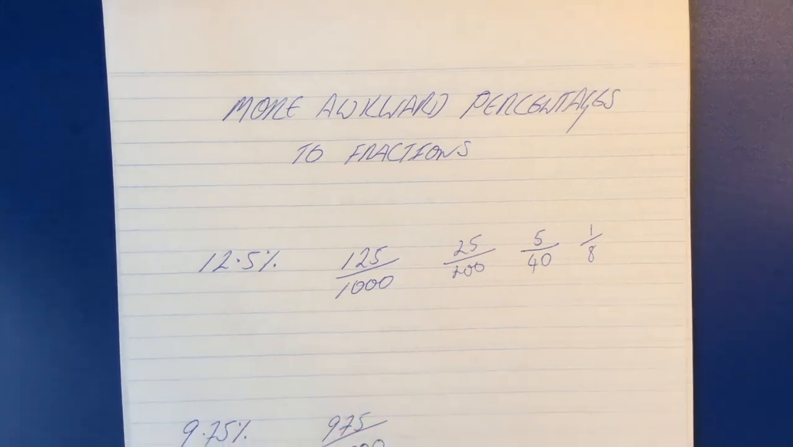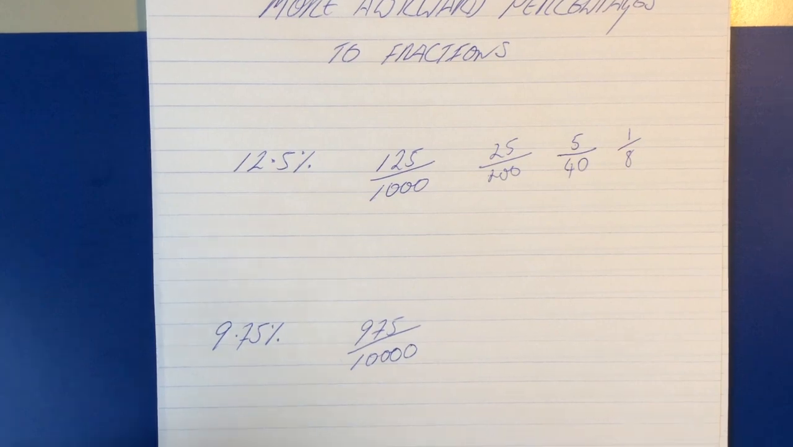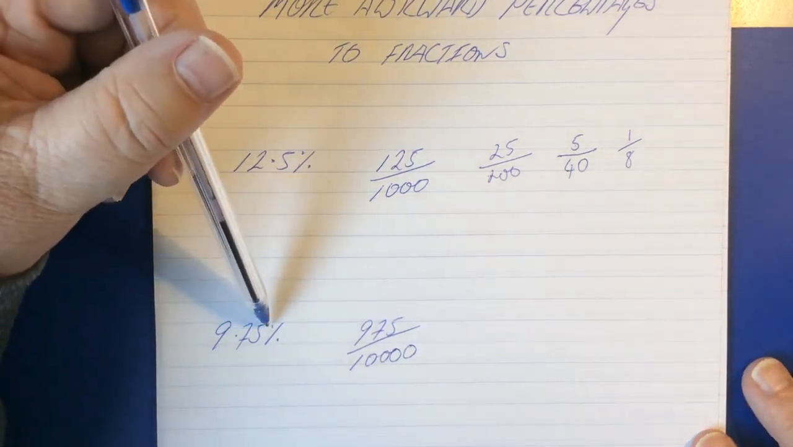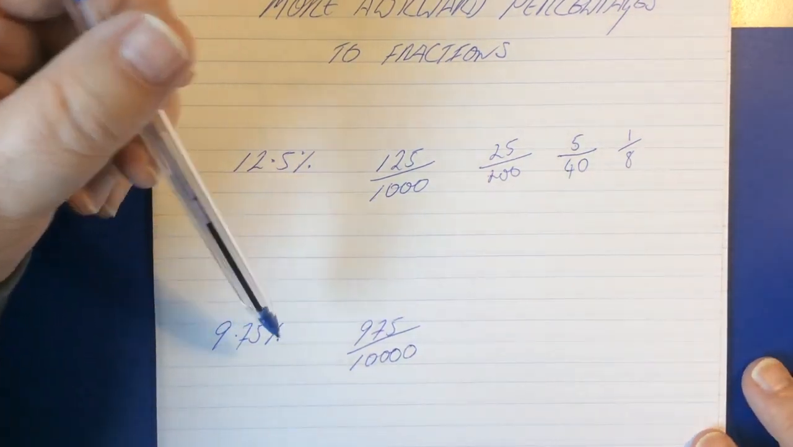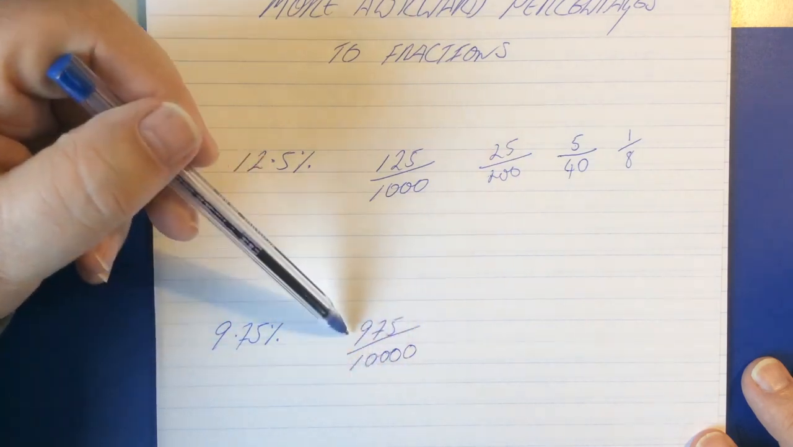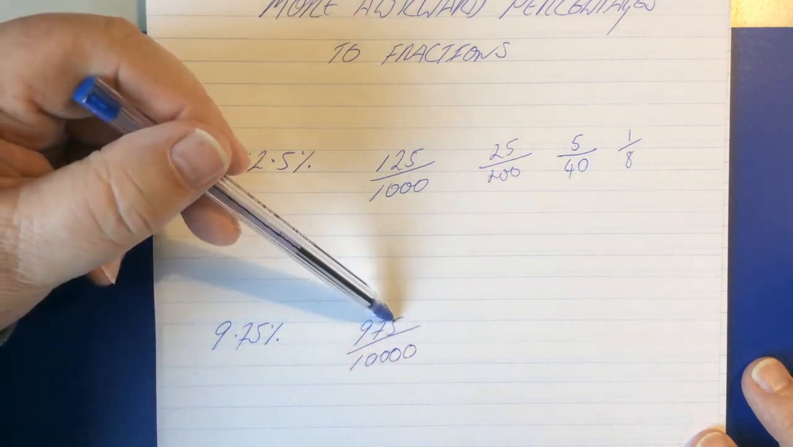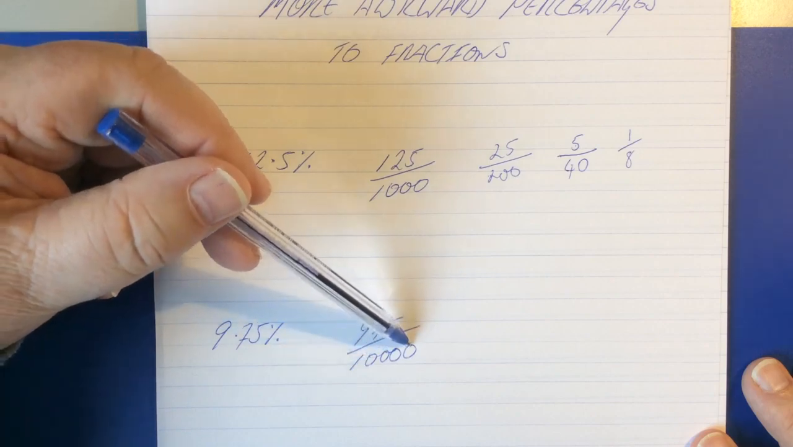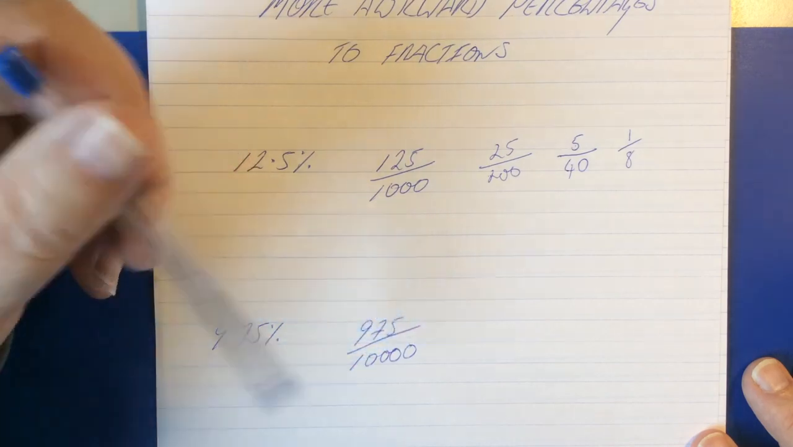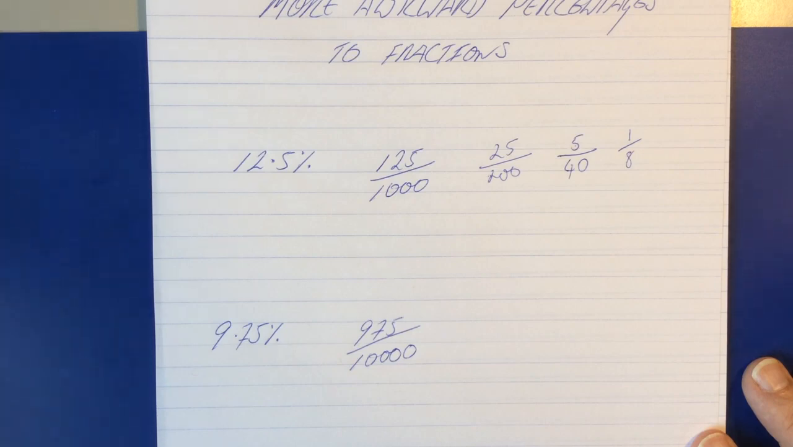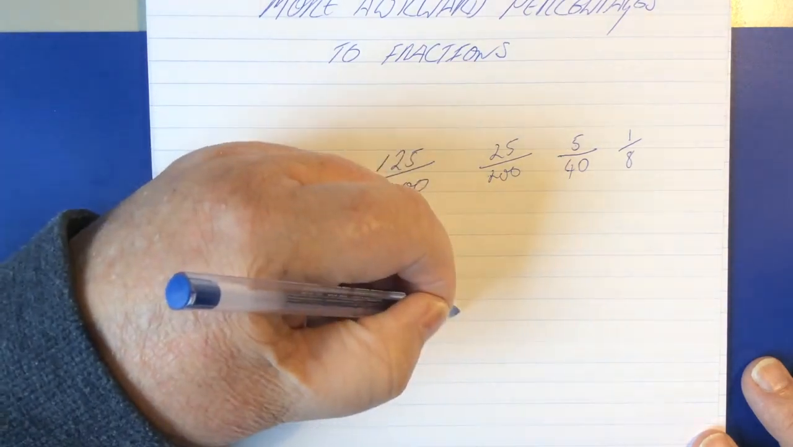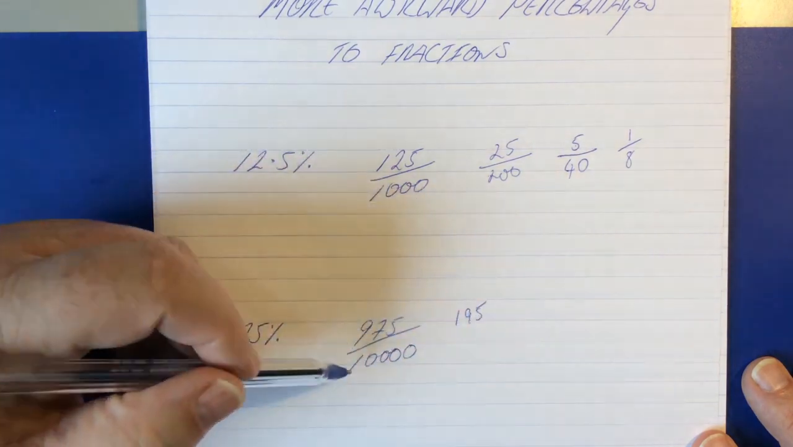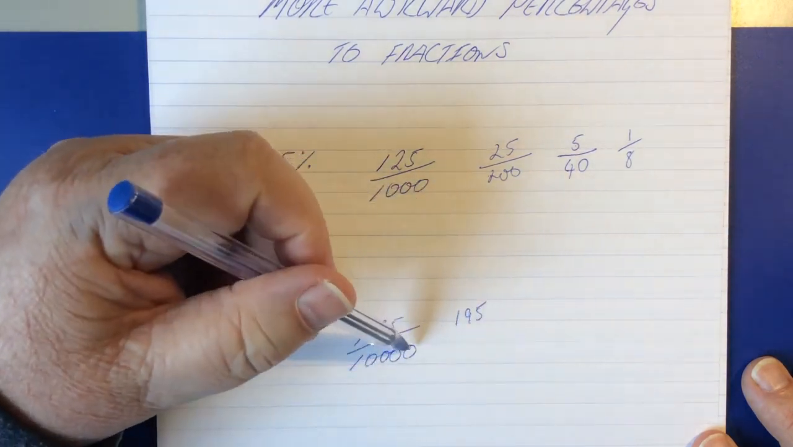Right, let's have a look at another one. 9.75. Now, I've rewritten this as 975 over 10,000. We're going to go through the same process. We're going to figure out how many 5s go into 975, and the answer is 195. How many 5s go into 10,000?